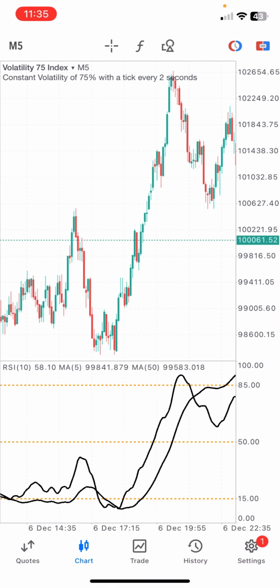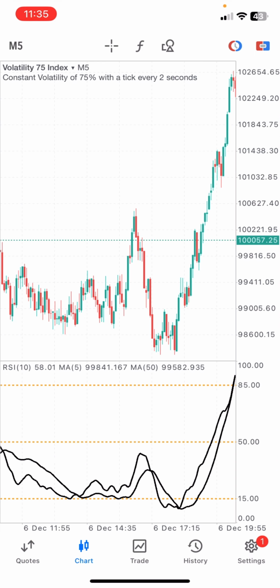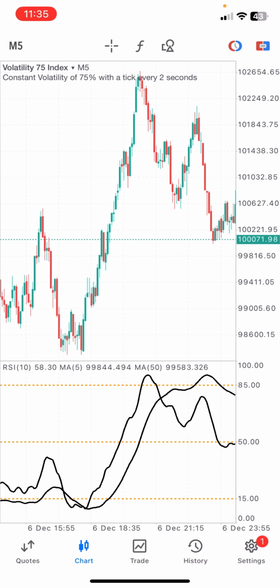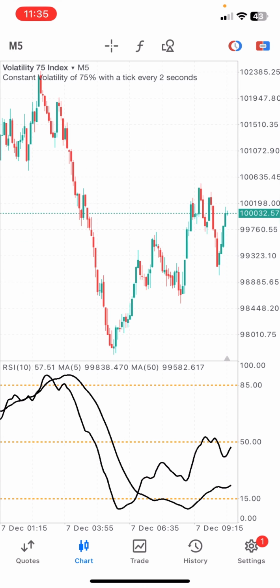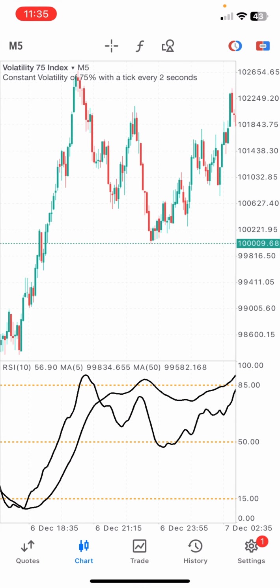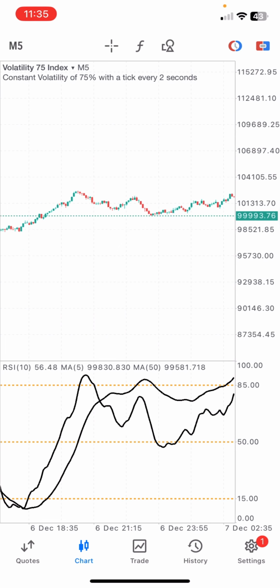So today we are going to be looking at this volatility trading strategy. This strategy is going to be the simplest strategy you can ever imagine, and it is going to be quick and easy to trade with. Of course, this strategy is very useful to trade the VIX indices, and it's very accurate.